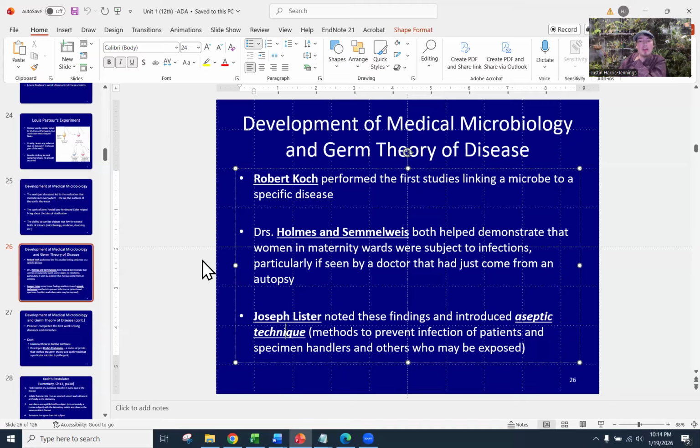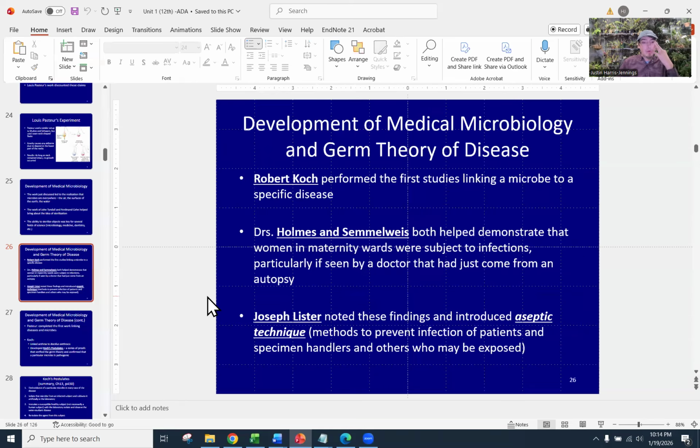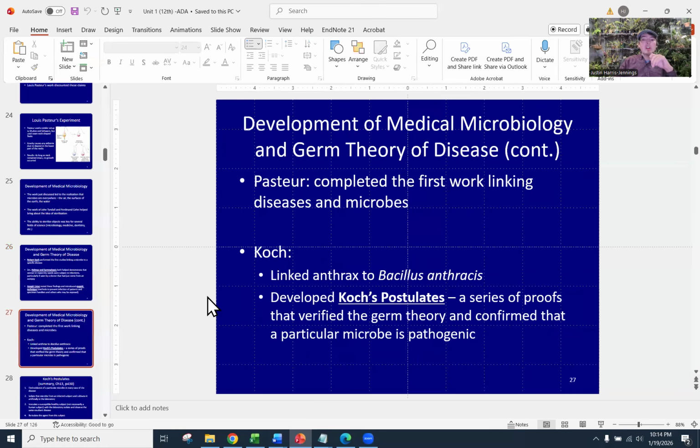We then have Dr. Holmes and Semmelweis, who noticed that infants and mothers had high mortality at childbirth, and that this was more often the case when they came from the autopsy room or the morgue. And so they put hand washing procedures into place and found that it improved the health outcomes of these women and infants. So we're starting to learn again that if we can clean our environment and control when and where bacteria are, we're able to do things more safely.